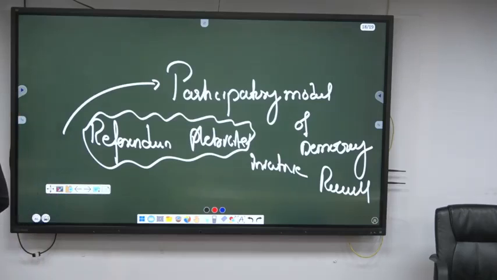So how many of you are writing your first attempt? First time you are going to write the exam. I am doing my first attempt. So how many of you have read polity? Only one has read. What about others?